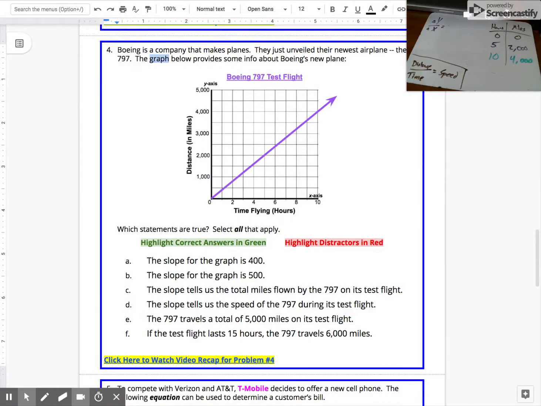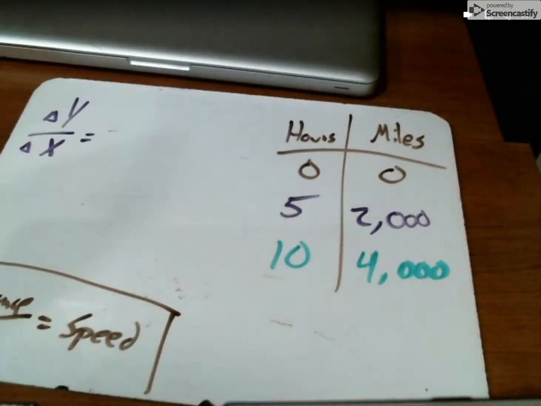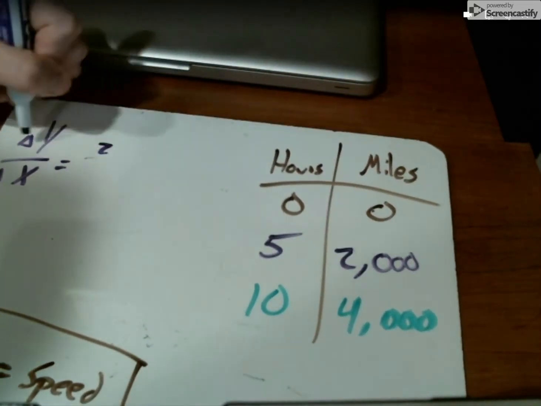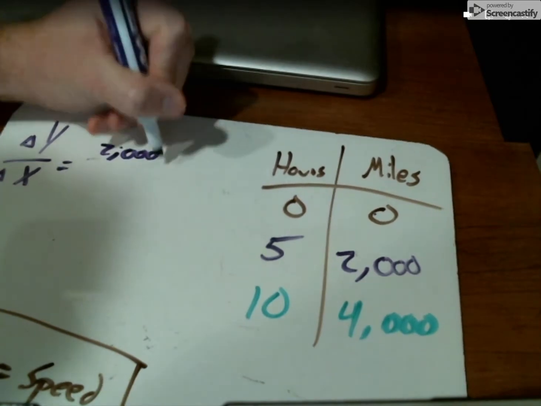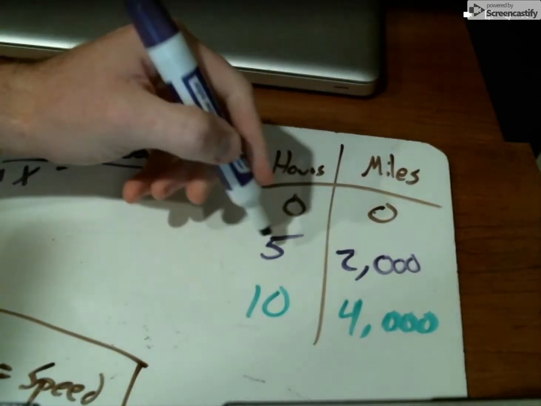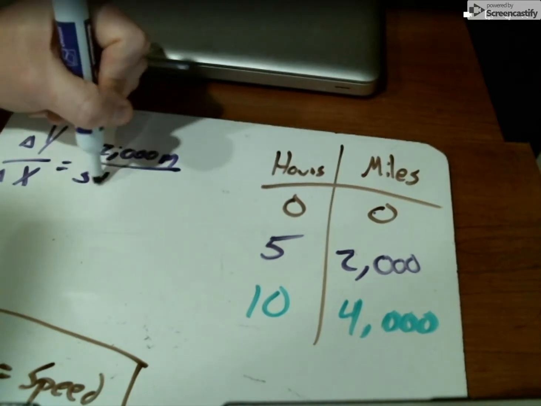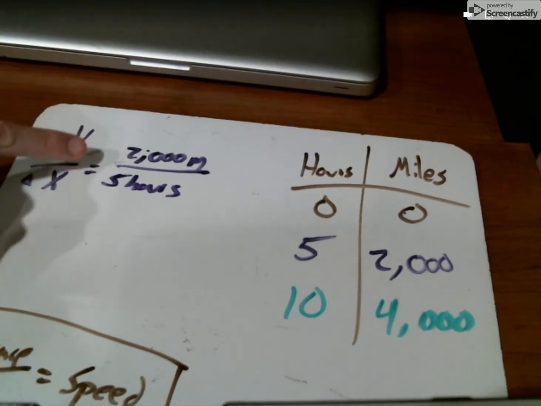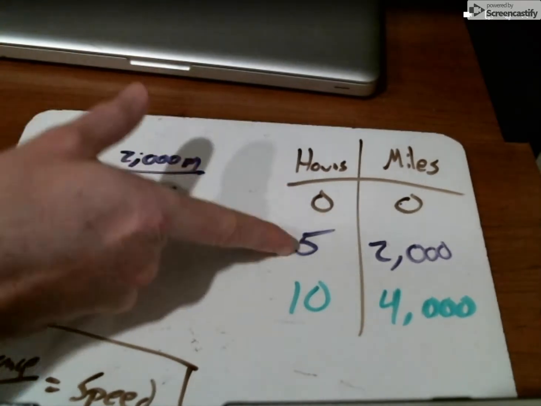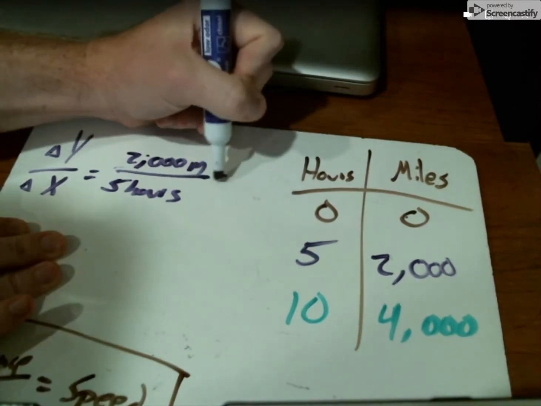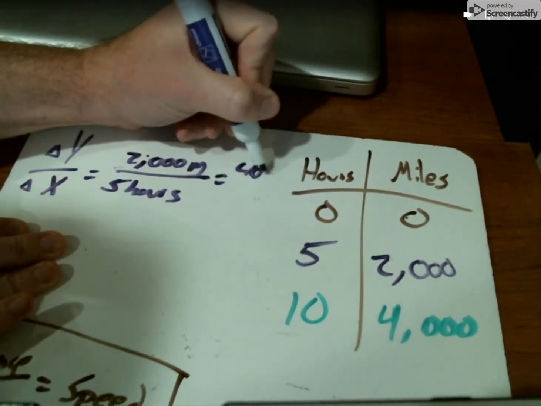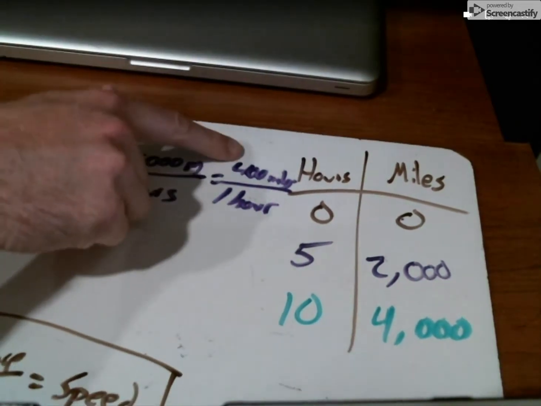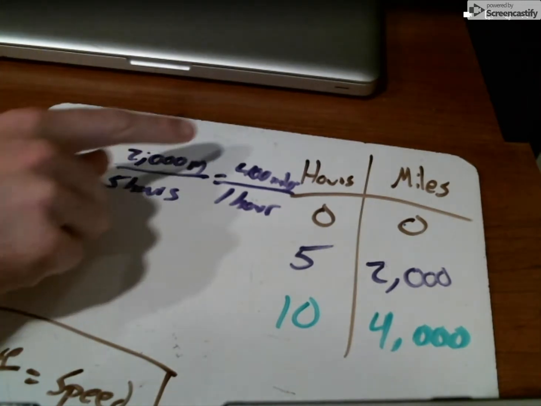So if we use those data points, we can determine the slope. For example, from the beginning it goes from 0 to 2,000 miles, so the y value changed by 2,000 miles, and it did those 2,000 miles from 0 to 5 in a total of 5 hours. So our y value increased by 2,000 miles as our x value increased by 5 hours. We do 2,000 miles divided by 5 hours. That simplifies to 400 miles every 1 hour. So our slope is 400 over 1, and it's really telling us the speed.